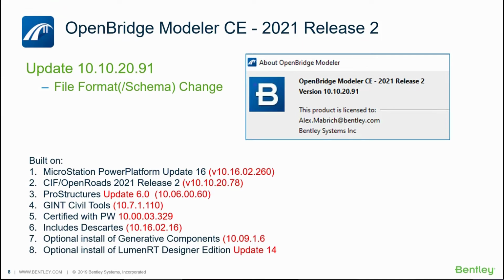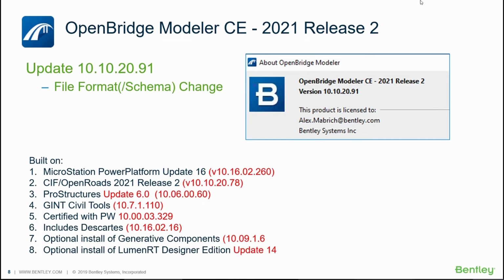Yes, too, right? Remember, in OpenBridge Modeler, we read the alignment and profile coming from Civil. So it doesn't matter if it's 2019, 2020, 2021, we just read it. So it's not an issue there. No concern. It's going to work with the latest release or previous releases of OpenRoads. Right? Now, the caveat here is the other question that everybody asks: what about the schema change?